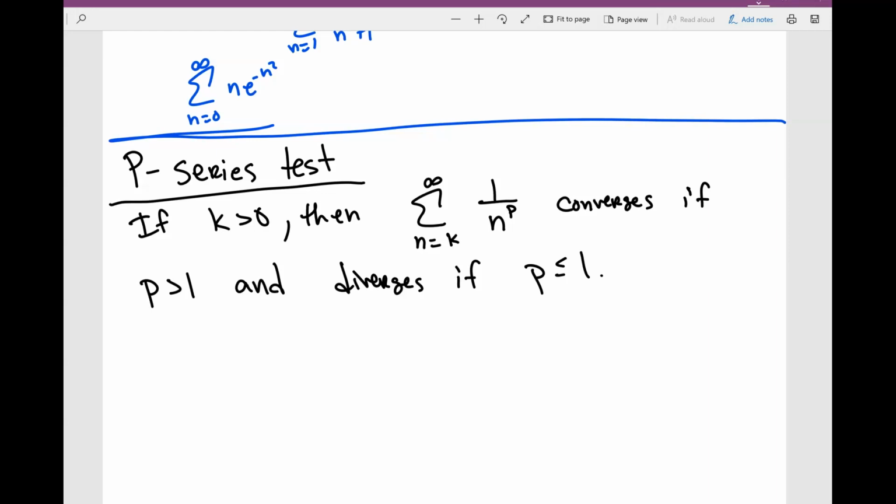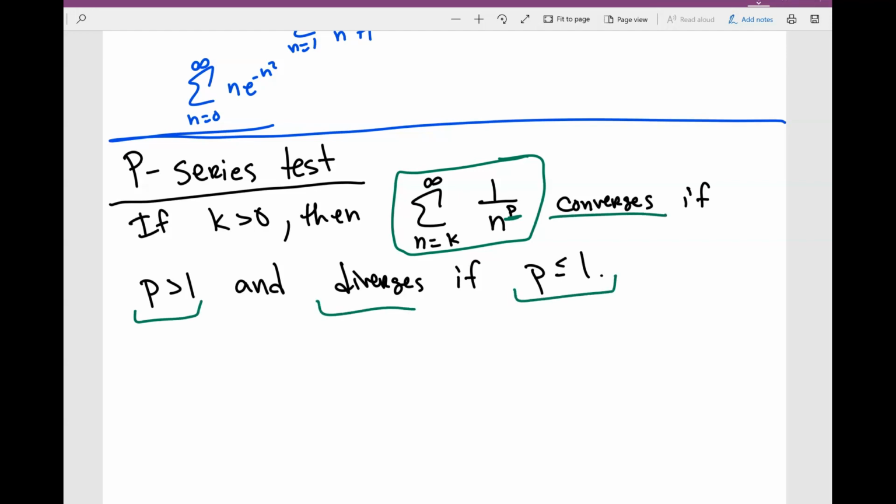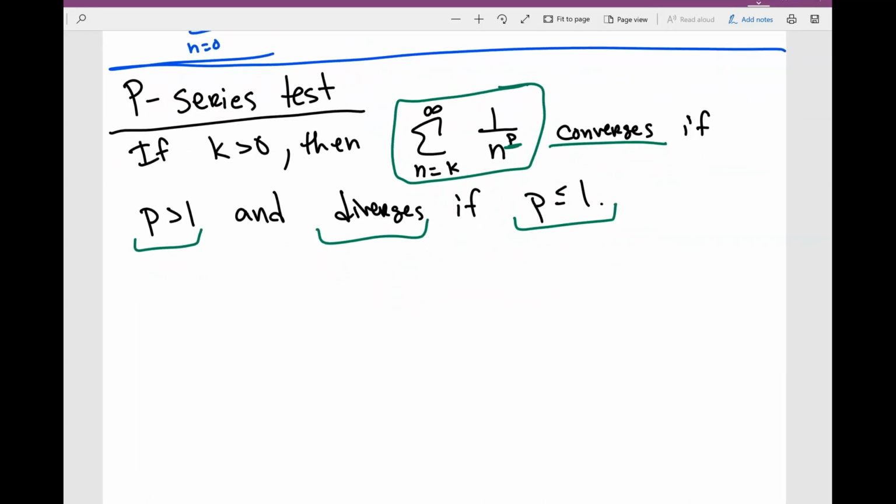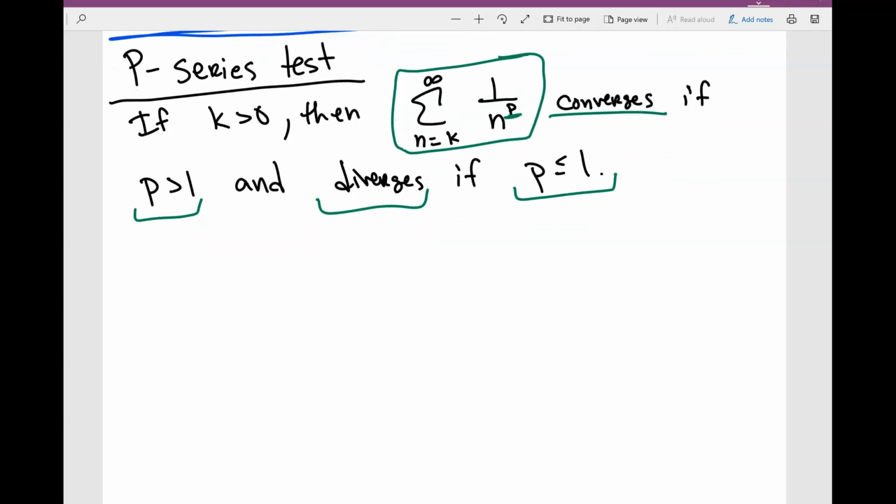This is actually a very powerful test, because if I know that a series is of this form, all I really have to look at is just the exponent. That's all I have to look at. If this exponent is greater than 1, it's going to be convergent, and if it's less than or equal to 1, it's going to be divergent. Simple as that. So instead of trying to do the integral test, this is all it is. You can try to prove it to yourself: just take the integral of 1 over n to the p power, and you'll be able to see when it converges and when it diverges.